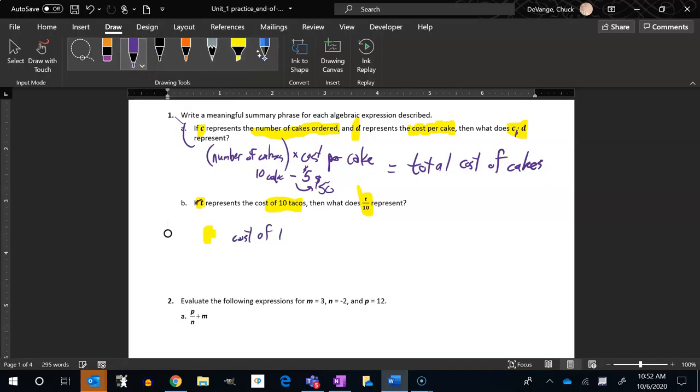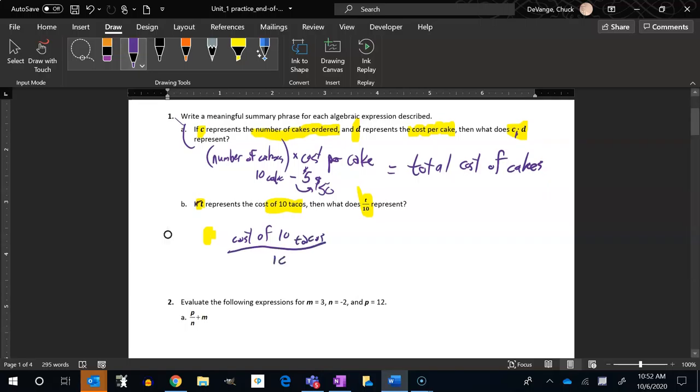cost of 10 tacos and I divide that by 10, well, there's 10 tacos, so that would be the cost of one taco. For example, if 10 tacos cost $50, one taco would be $5. That's an expensive taco.